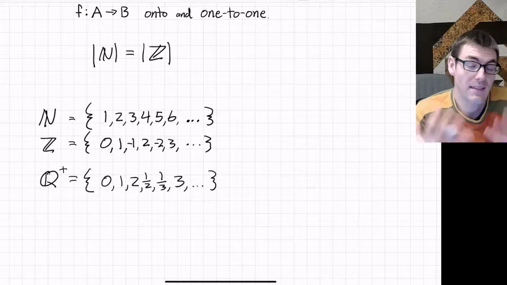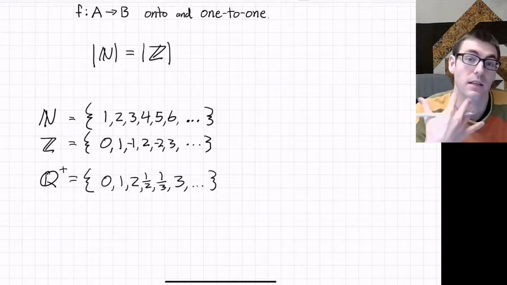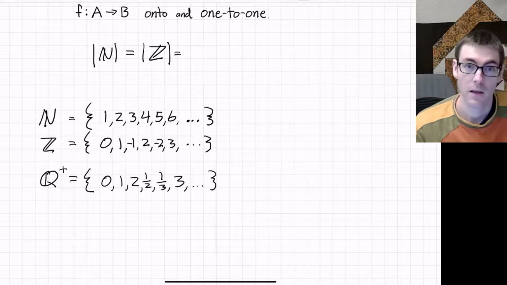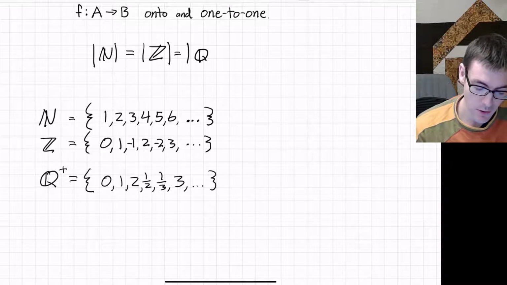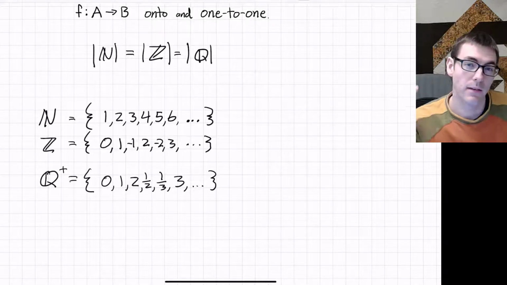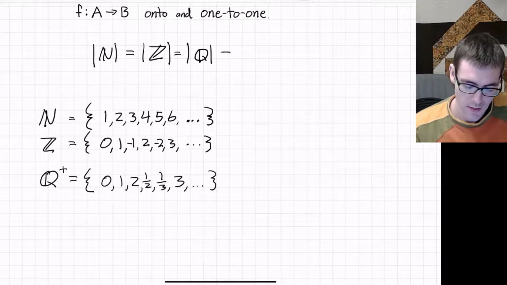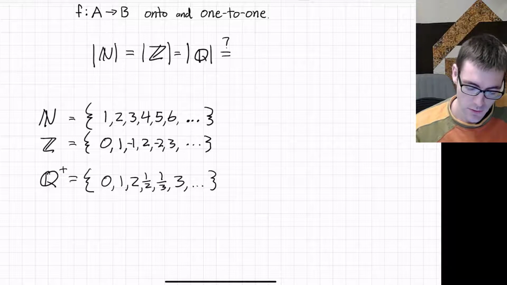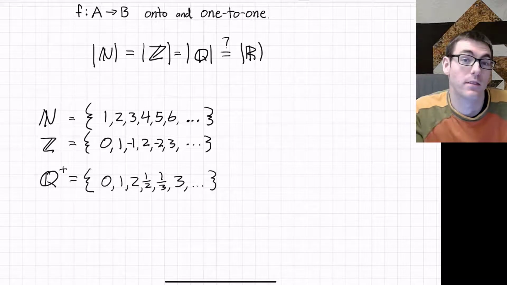In other words, it has the same cardinality as the set of counting numbers, the natural numbers. So there actually are a lot of sets that have this same cardinality, that are countably infinite sets. And the question for this video is, does this extend to the set of real numbers?